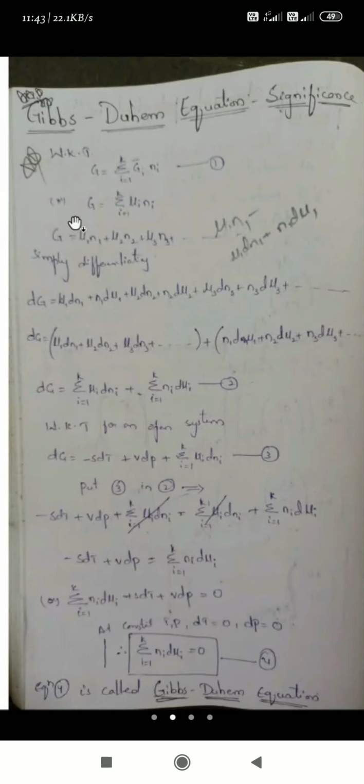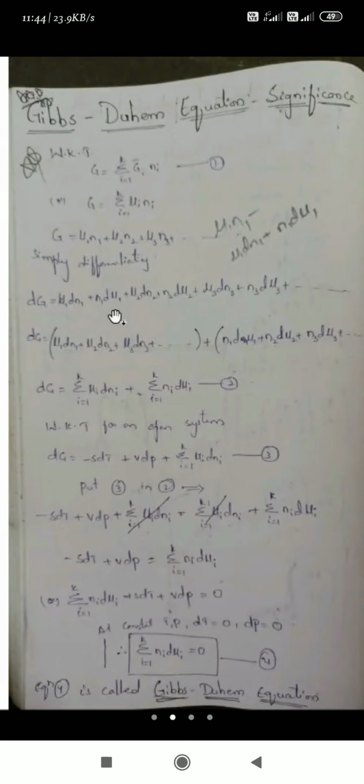Simply differentiate this equation. What can I write? dG equal to, it's a product of two terms, so d of mu1 n1 is mu1 dn1 plus n1 d mu1, plus again the second term is a product of two terms. Simply differentiate: mu2 dn2 plus n2 d mu2, plus the third term, again a product of two terms. Apply the product differentiation formula: mu3 dn3 plus n3 d mu3. So on like that you go on.